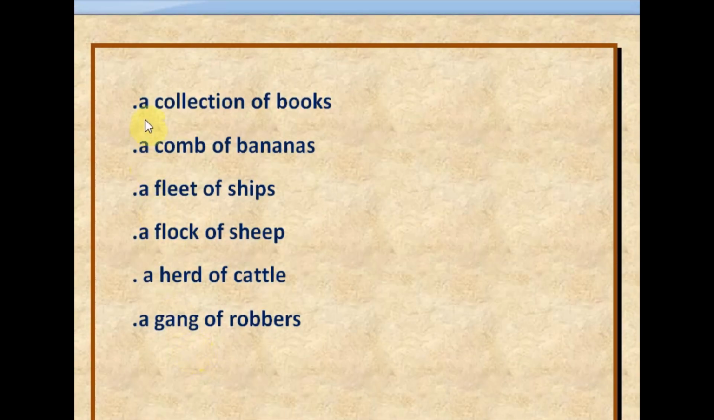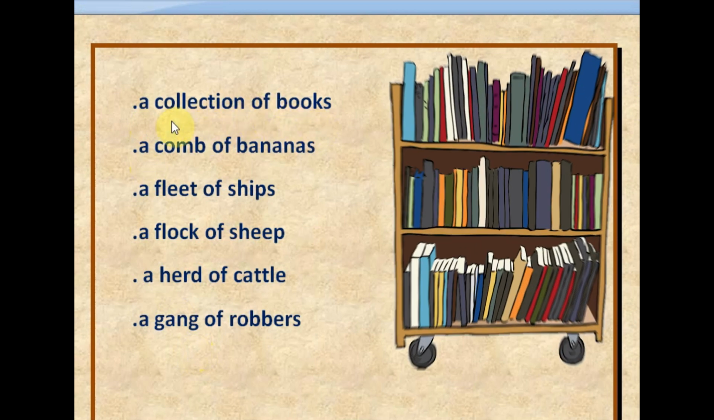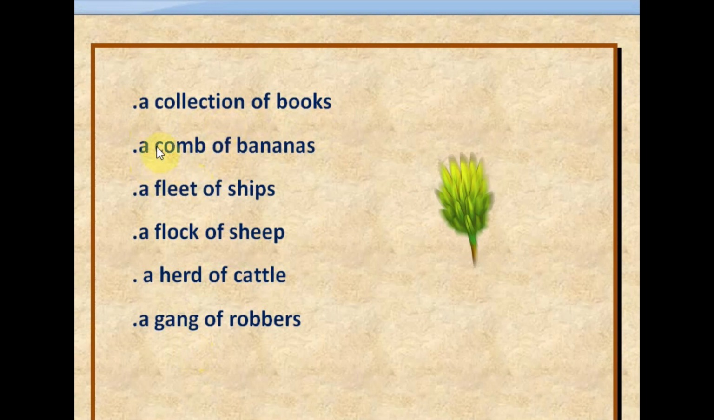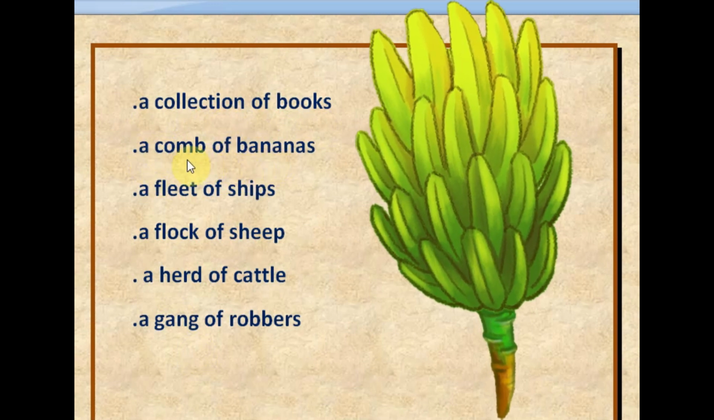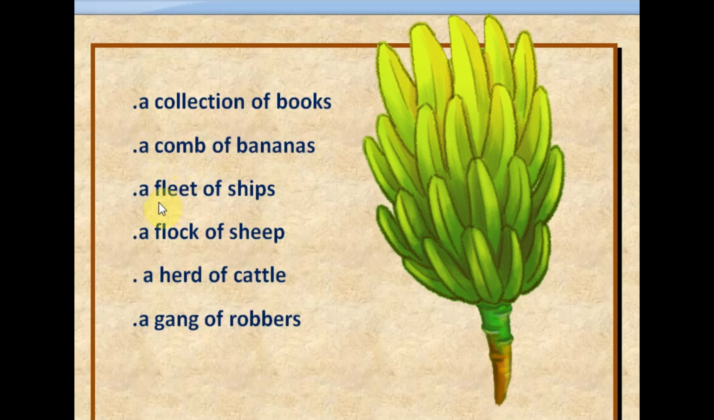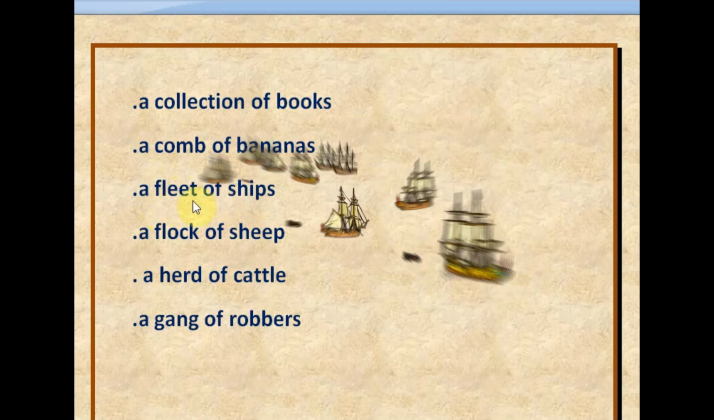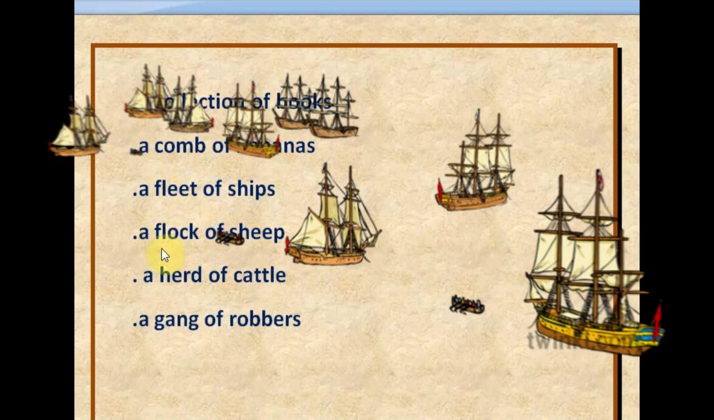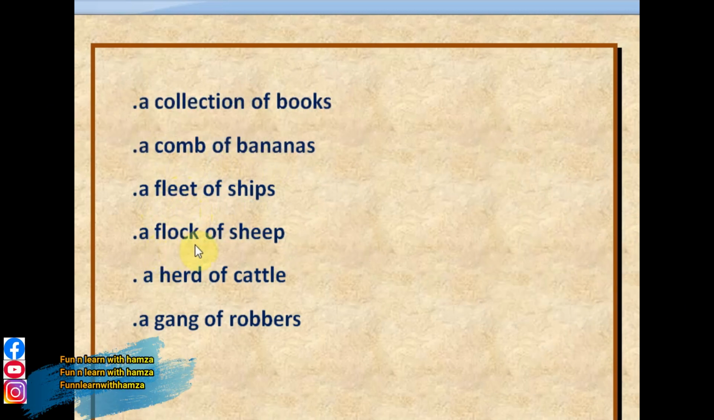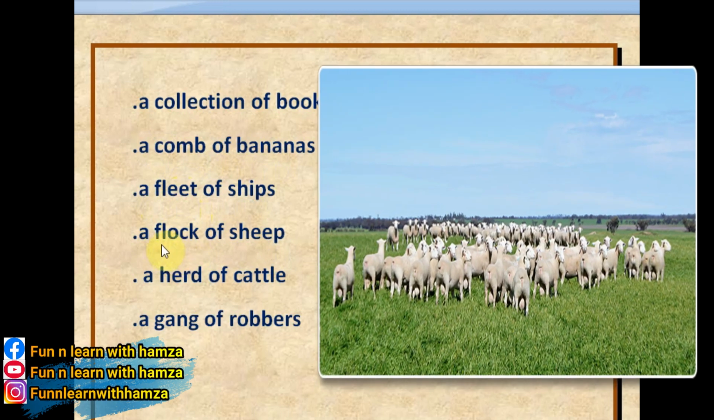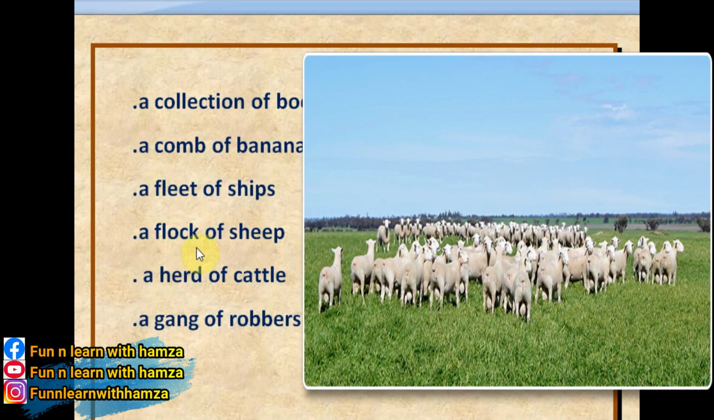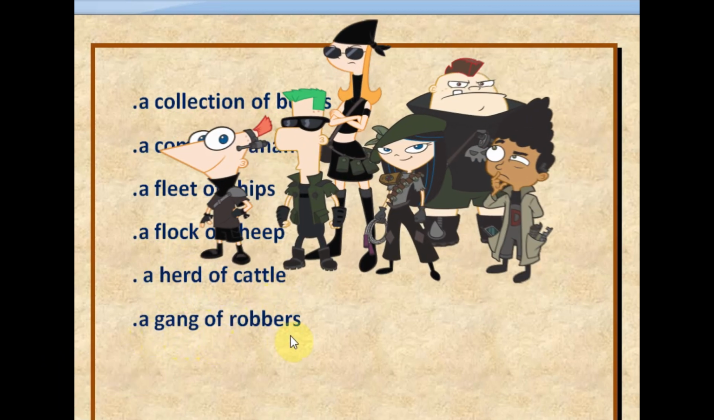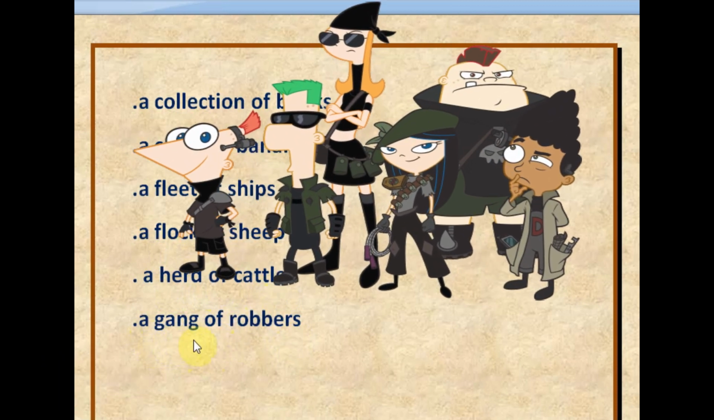A few more. A collection of books. Many books together, we can call it a collection. A comb of bananas. I'm sure you all have seen a comb of bananas. A fleet of ships. Again, many ships together, fleet, group. So a collective noun. A flock of sheep. Group, flock, collective noun. A herd of cattle. A gang of robbers. Again, group, collective noun.